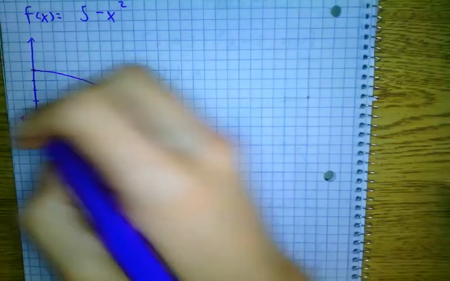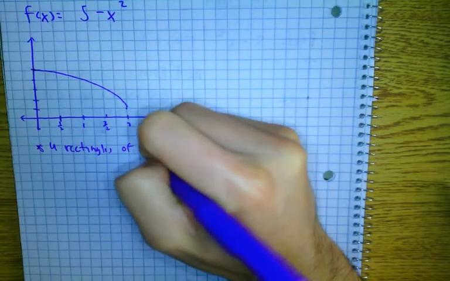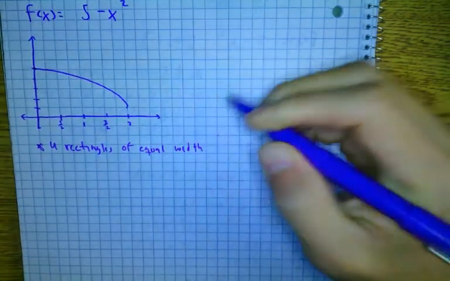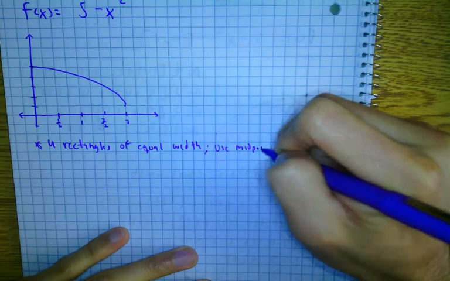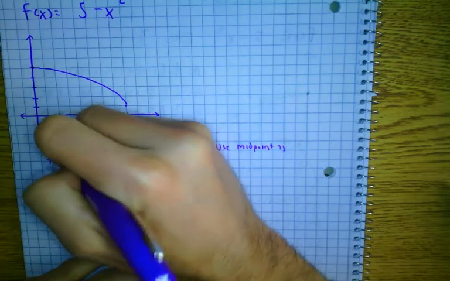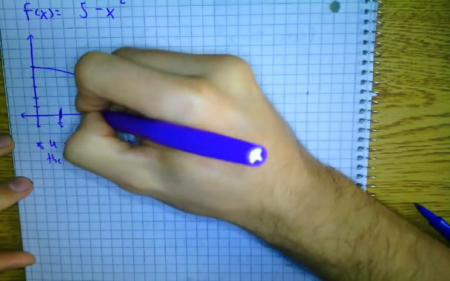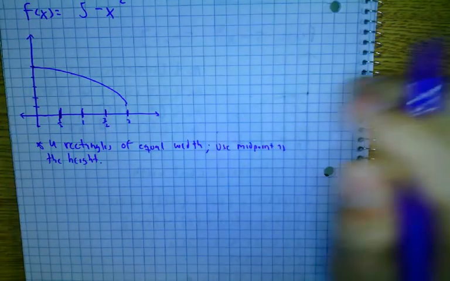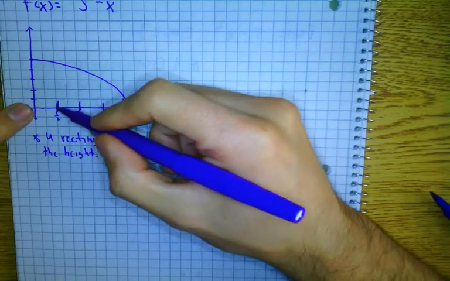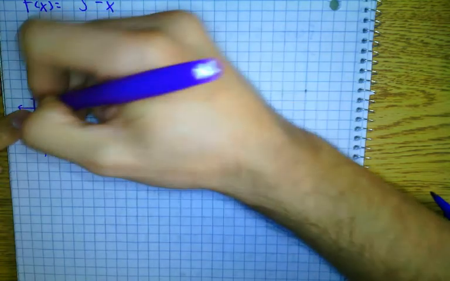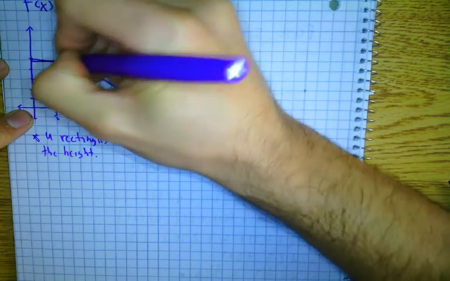Okay, here's what I'm interested in. I still want to use 4 rectangles of equal width, but this time I want you to use the midpoint as the height. Okay, so first of all, here's what it means. We still have our 4 rectangles, right? I'm going to go ahead and do my divisions there. There's still a width of 1/2. What it means by midpoints is instead of using the left or the right, you're going to split that in the middle, which in this case is 1/4. You're going to go up to the curve, and right about there, that's where you're going to make your height. So it's going to look like that.